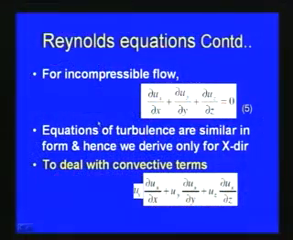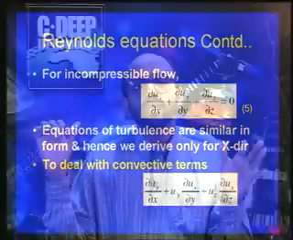Now we are in the process of deriving the Reynolds equation. The equations of turbulence are similar in form, so we derive only for the x direction. As I mentioned, we are trying to get the equations for the 3D turbulent flow problem, so we will have 3 equations of motion in the x, y, z directions, and the continuity equation we have already seen.